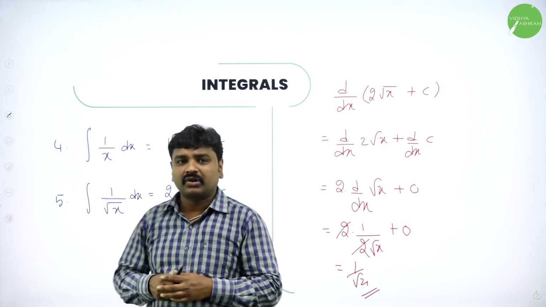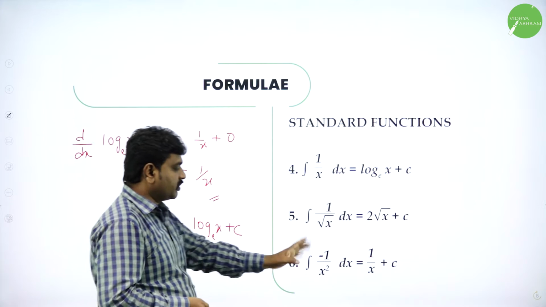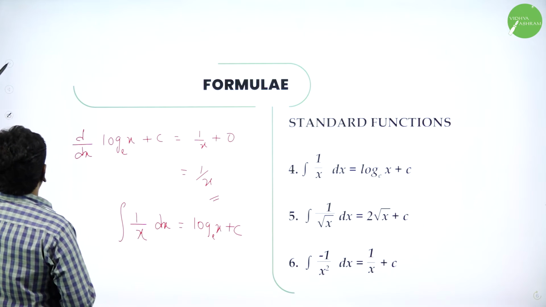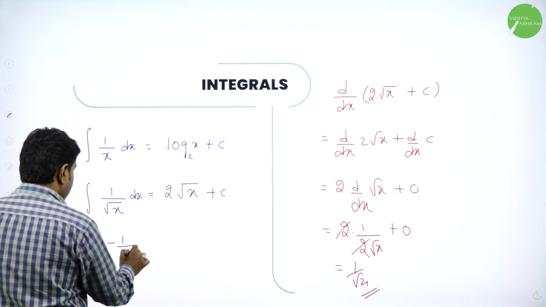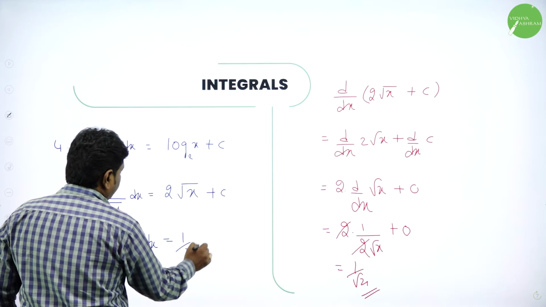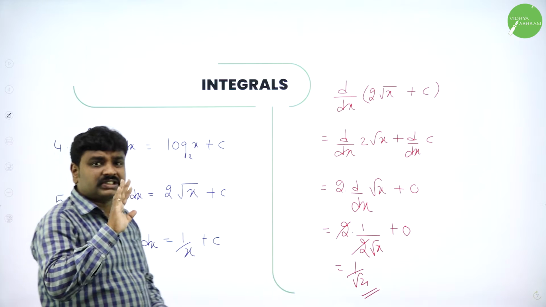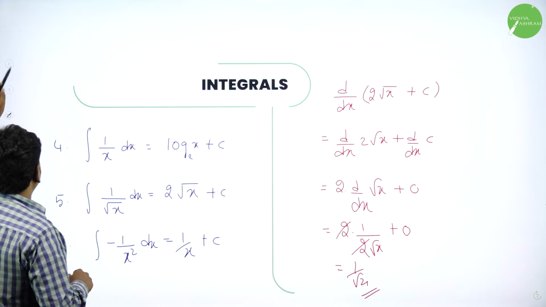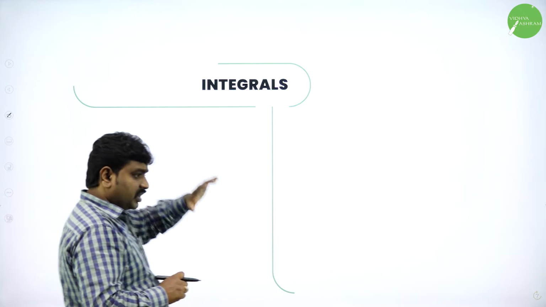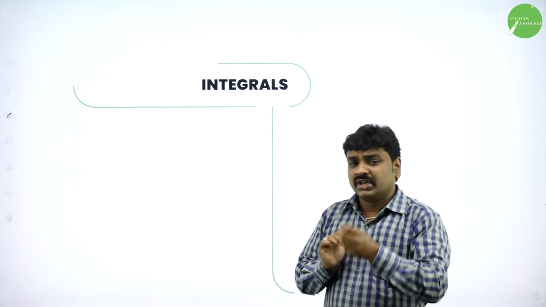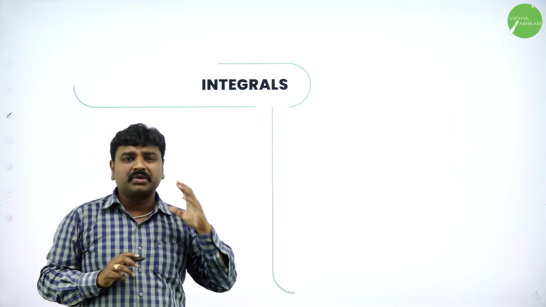Integration of 1 by x is log x. Integration of 1 by root x is 2 root x. Then integration of minus 1 by x square is 1 by x, because all of you know the derivative of 1 by x is minus 1 by x square. So this completes all 6 standard functions. My dear students, become thorough with all the 6 standard functions. Let me summarize all 6. Today you have to sit, write and practice and become thorough. Once you are thorough with the formulae, the chapter becomes easy.